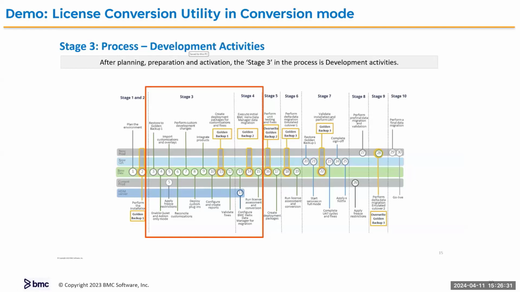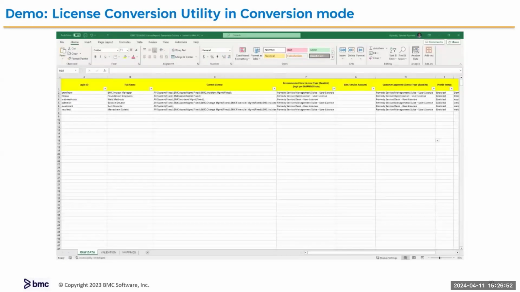In stage four of your project, once you have completed the initial data migration from your current production server to the new Helix production environment, you will proceed to execute the license conversion utility in conversion mode. To demonstrate this, I have prepared a sample spreadsheet containing five users, each configured with different license bundled packs.